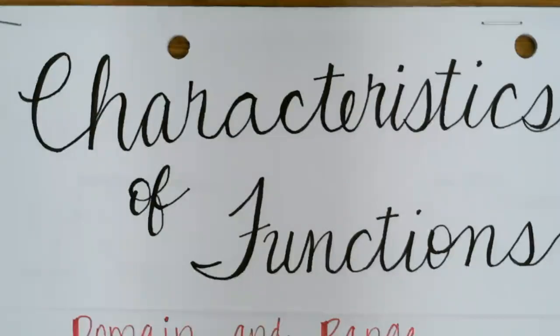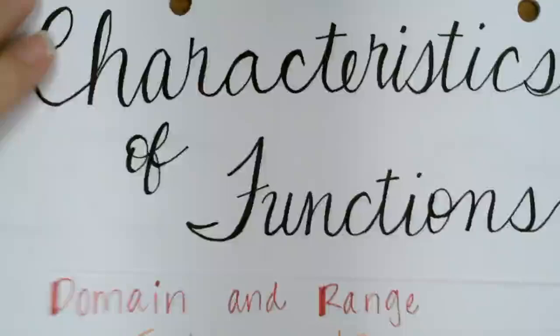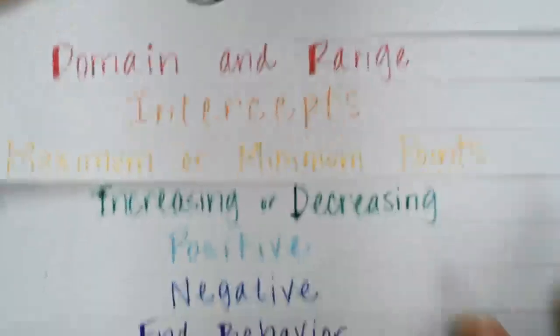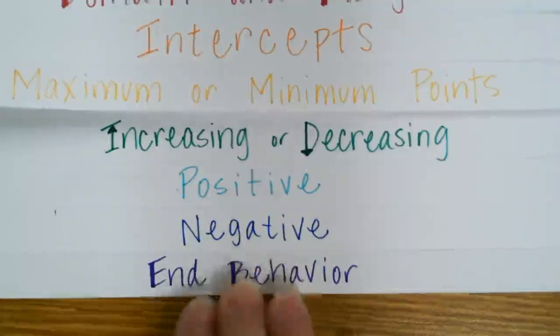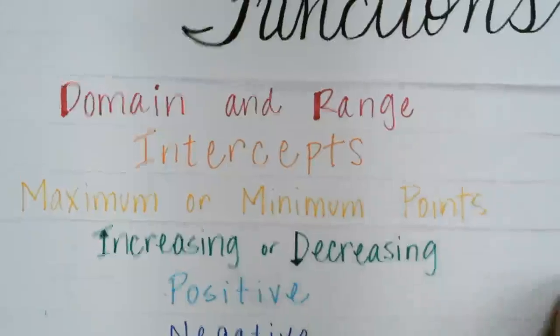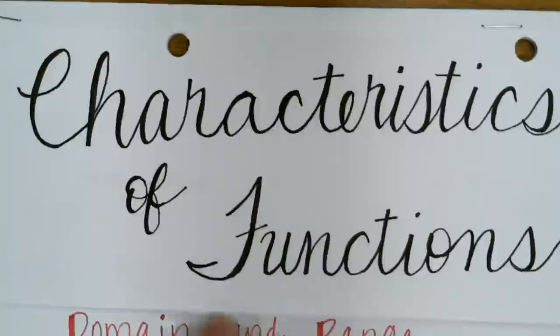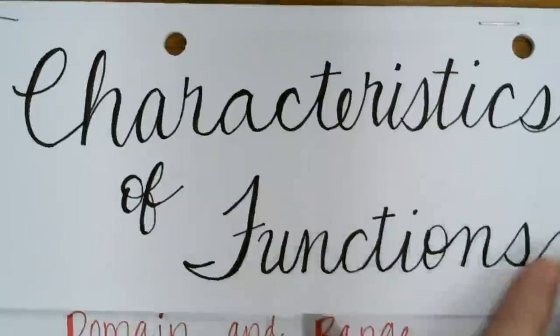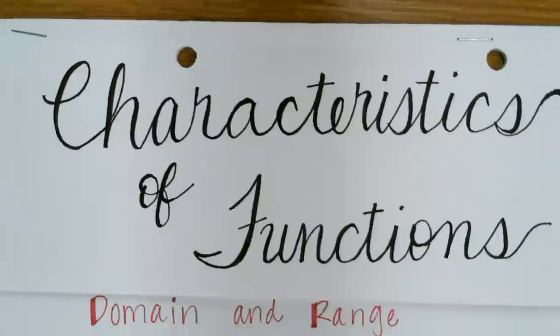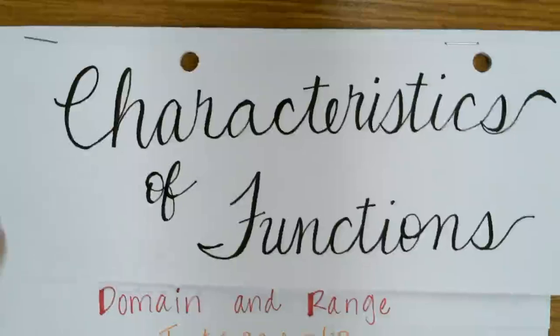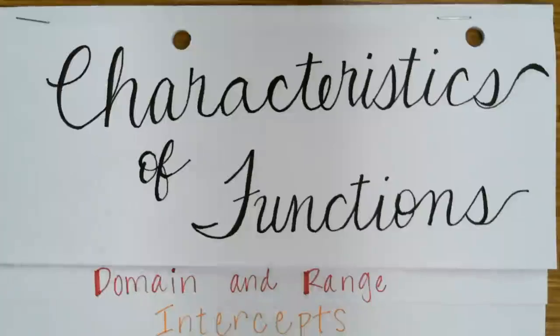All right, so we are going to create a flip chart on the characteristics of functions. So hopefully you have already created your flip chart. Basically what I did was I took 4 sheets of paper, staggered them on the bottom, and then folded them over. So the top cover is labeled as the characteristics of function. Let me scoot this out a little bit so you can see it all.